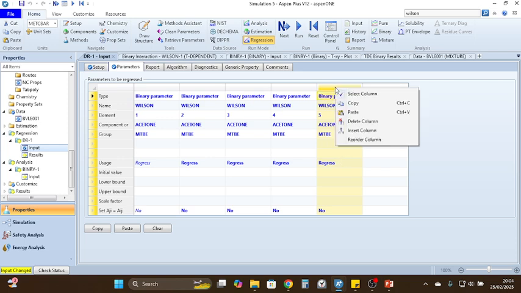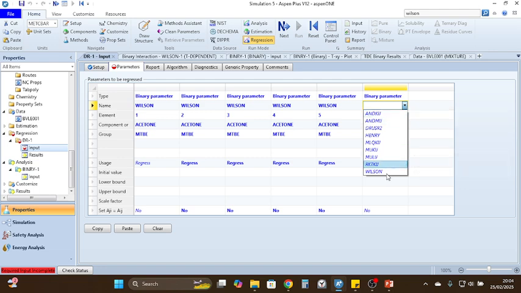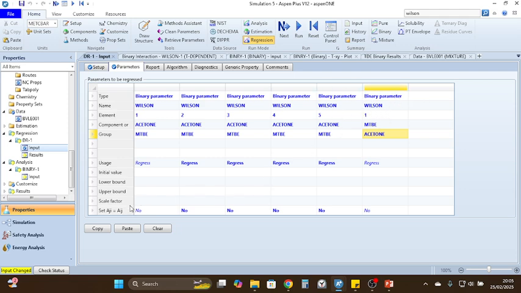Similarly, we are going to have 5 more interaction parameters for MTB and acetone. So we are going to select binary over here. This is going to be Wilson. In this case, this is element 1. This is going to be MTB and this is acetone. Note that since in this model the interaction parameters are unsymmetrical, the condition over here, set Aji equal to Aij, we have set to no. That is, both these parameters are not equal to each other.